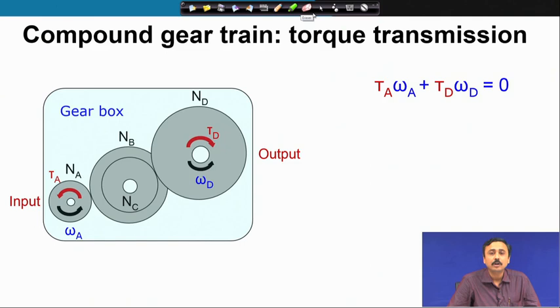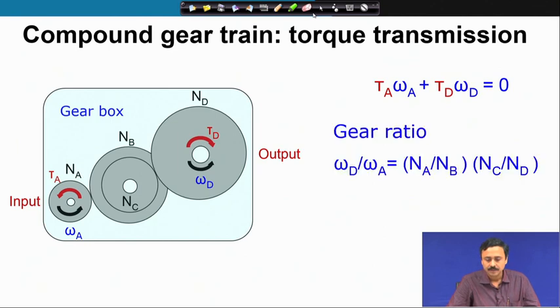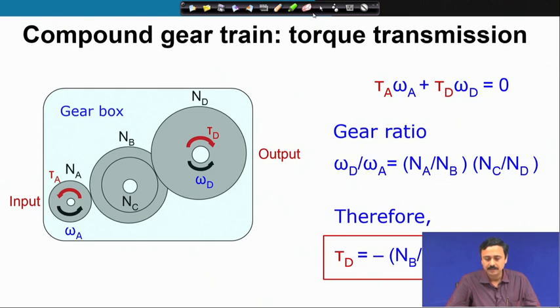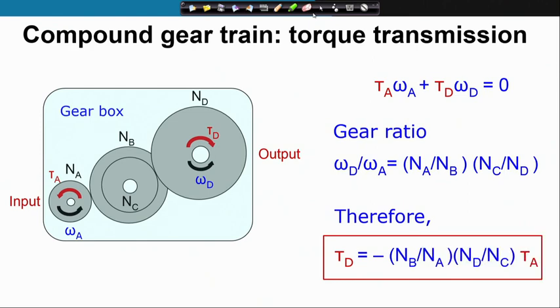Let us look at the torque transmission ratio for a compound gear train. Once again we start with the power balance as I have written out here, and we have that gearbox again for the same reason we have discussed before. Now, the motion transmission ratio we have just now derived, and if I substitute in the power transmission, then I have the torque at the output in terms of the torque at the input. So, these are very simple calculations.